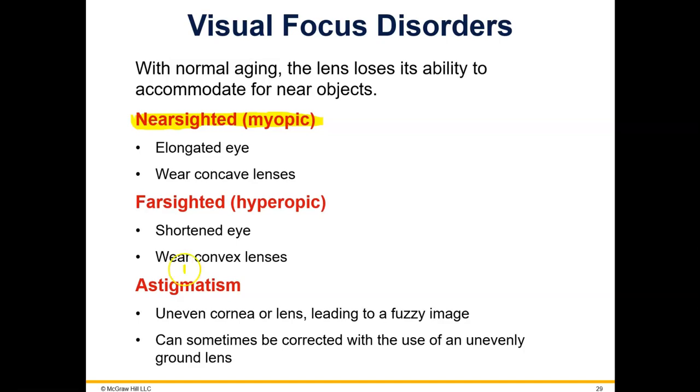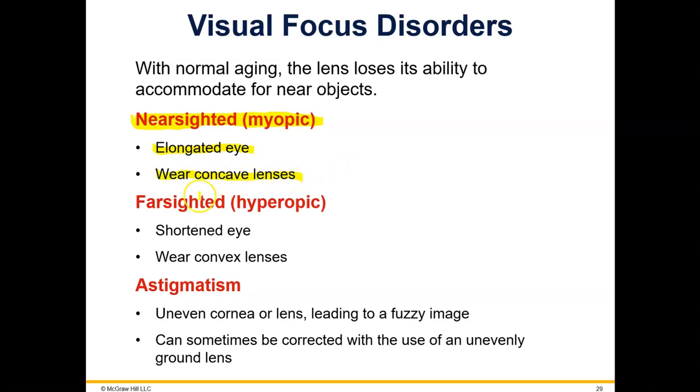And then most everybody has some degree of astigmatism, which is just fuzziness. So anyway, nearsighted means that you must wear concave lenses. That means your lenses have to bulge out instead of forming a depression. So nearsightedness comes from an elongated eye. That means you can see better close up, but not as good far away.